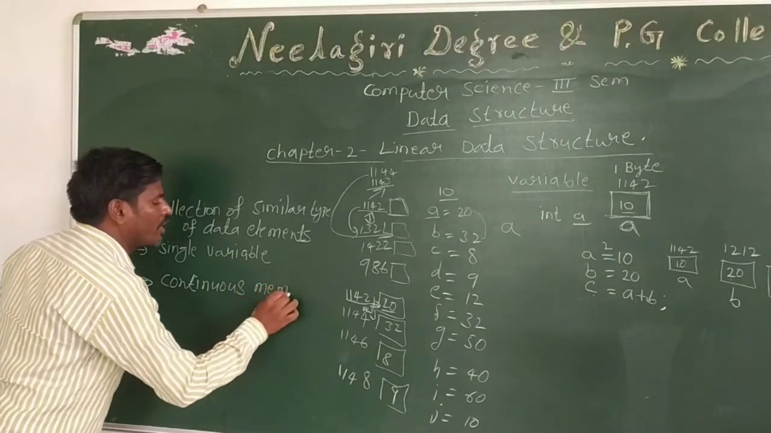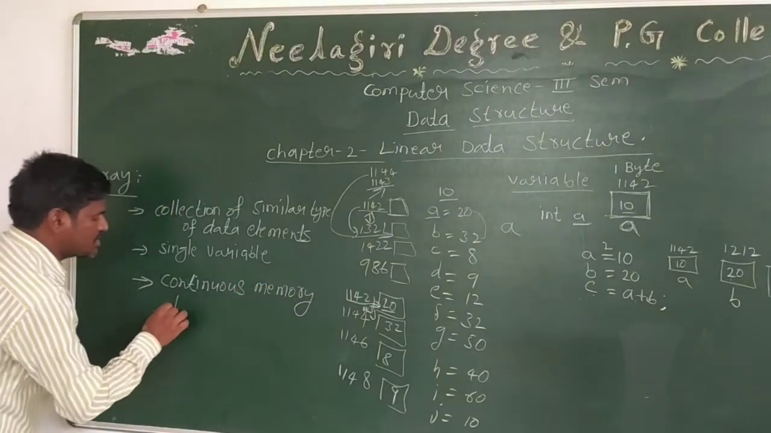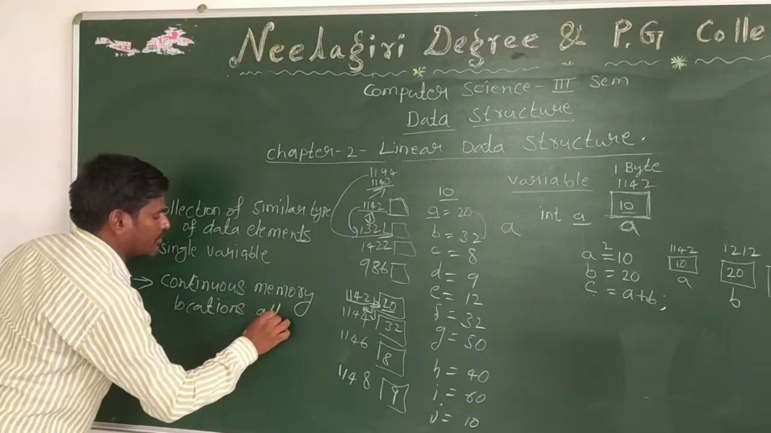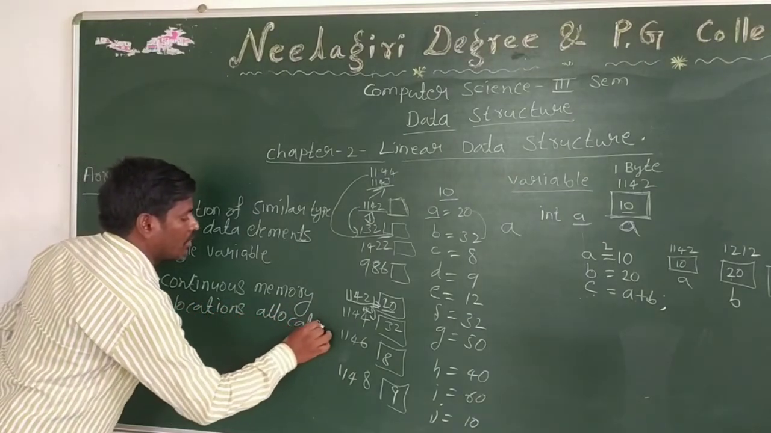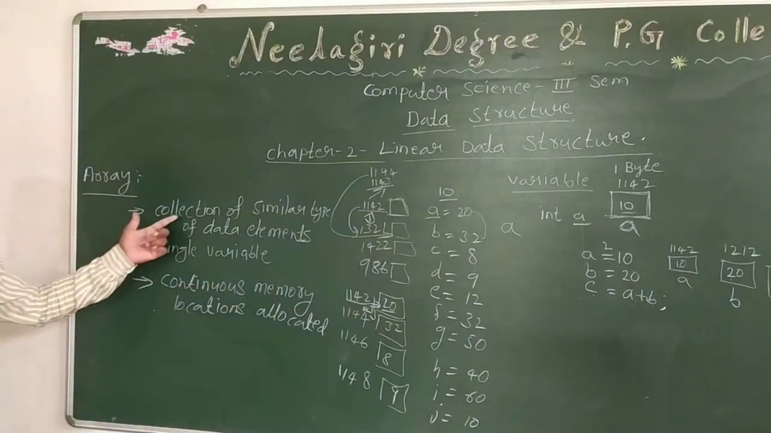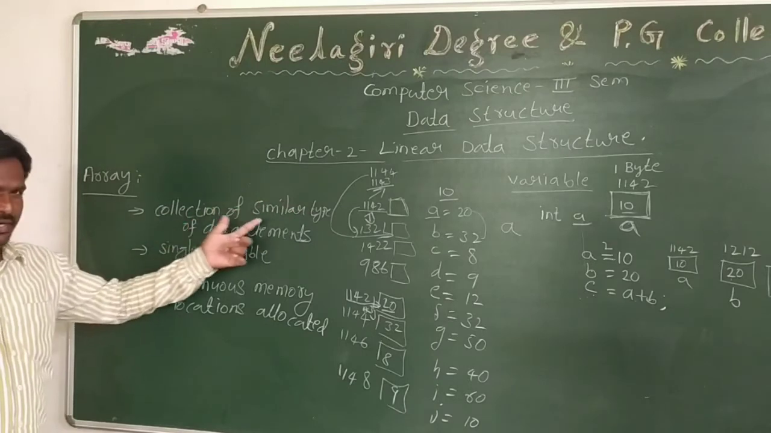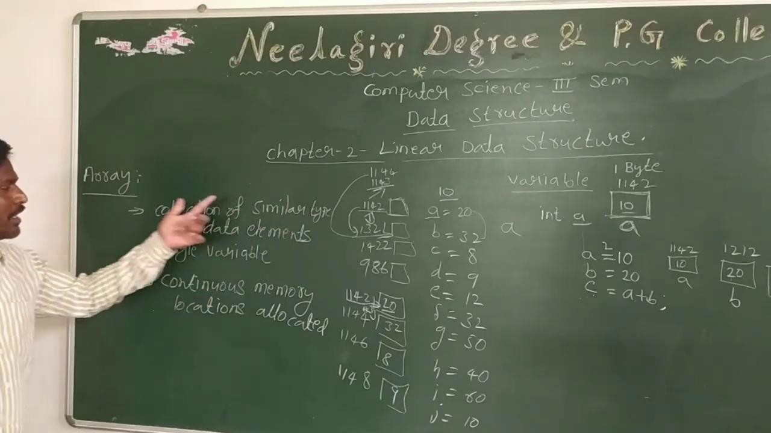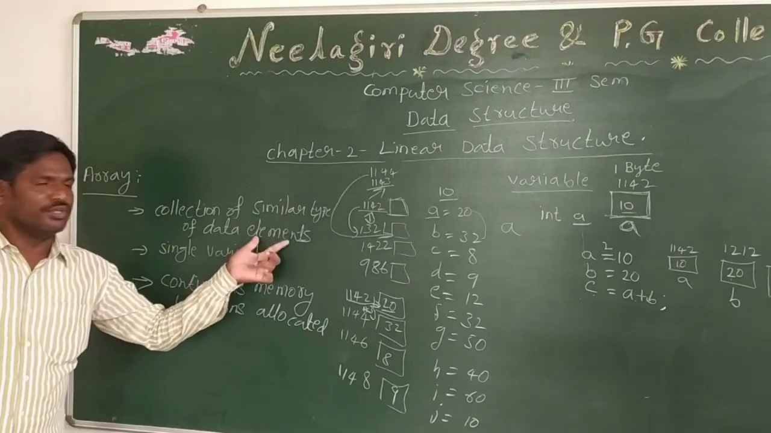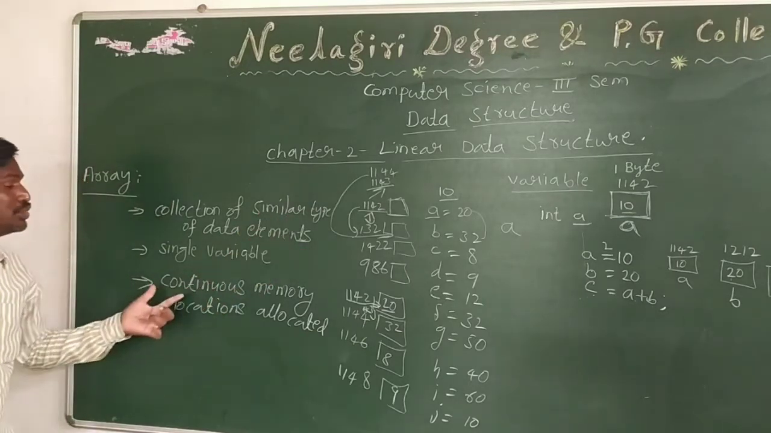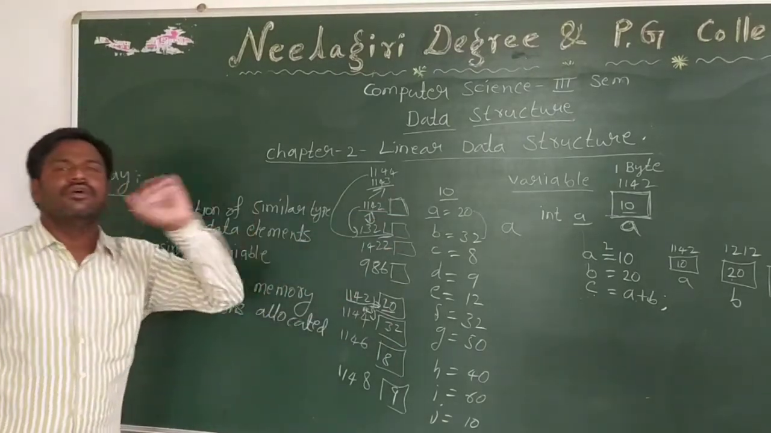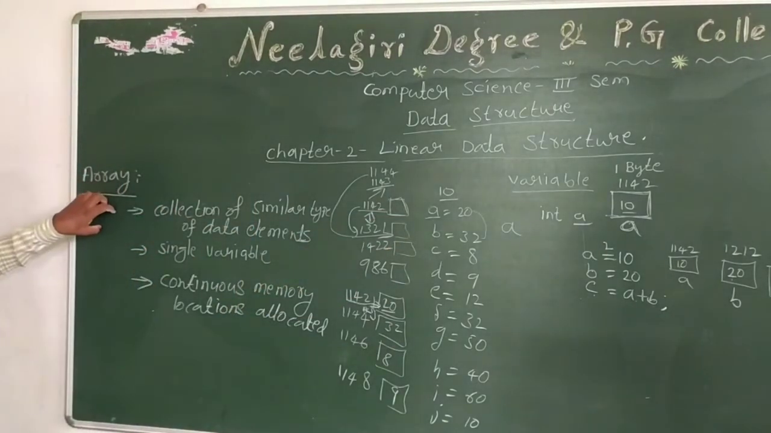Continuous memory locations are allocated for the constants. So this is an array. An array is a collection of similar type of data elements. A single variable can store multiple values, but a continuous memory location is allocated for all the constants. So that is an array.